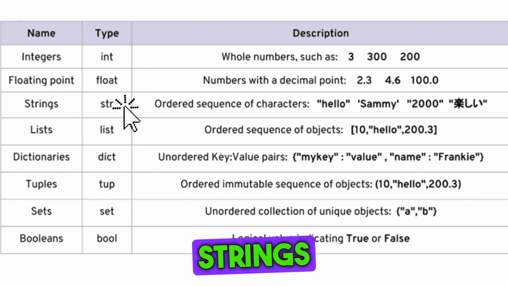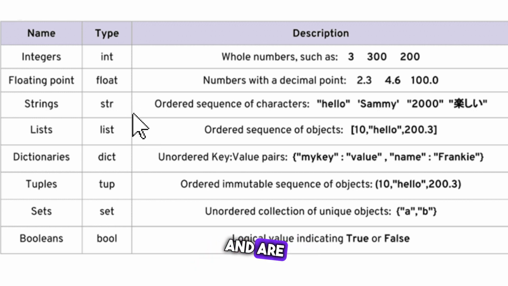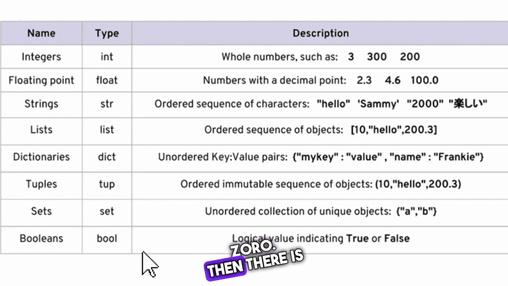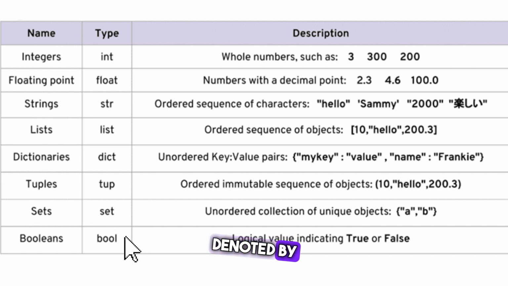Then comes strings, which is denoted by str. Strings are used to represent text and are enclosed in single, double, or triple quotes, such as Monkey D. Luffy, Roronoa Zoro.